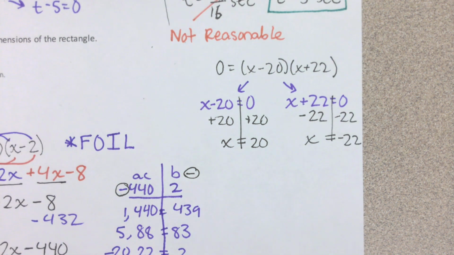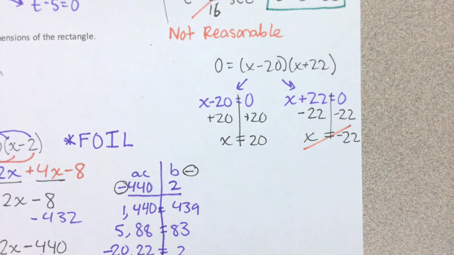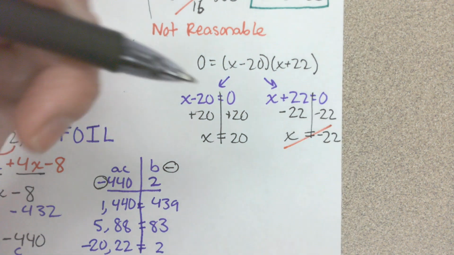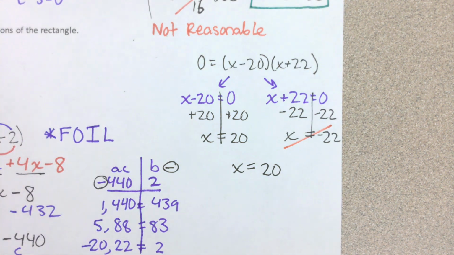Reminder, we're still doing this in the context of a word problem. So negative answers are not allowed. So we can go ahead and cross that off. X equals negative 22 is not a reasonable answer. So that means x must equal 20. So we know x is 20, and let's add a label. It is in inches.